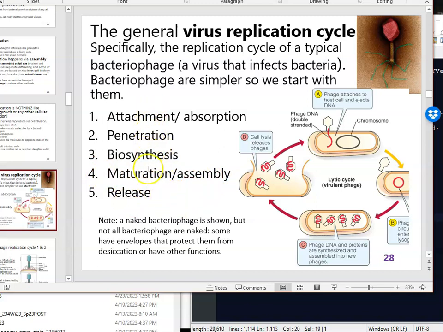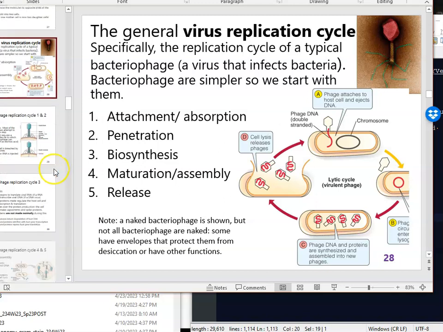And so what these steps look like is determined by the host cell. So is it a bacterium that has peptidoglycan? That's going to affect penetration and release. What kind of genome does it have? That's going to affect biosynthesis. Is the host cell bacterial or eukaryotic? That's going to affect biosynthesis. But penetration and release are the most obvious things that would be different from virus to virus.